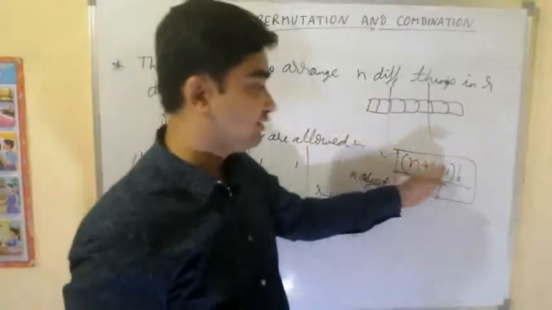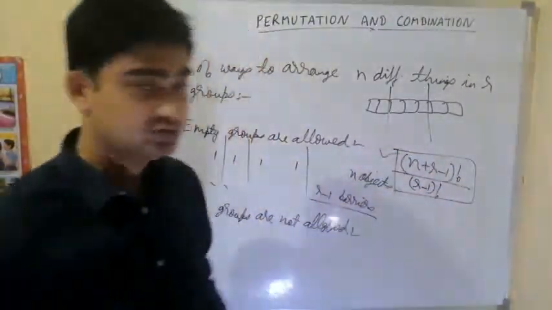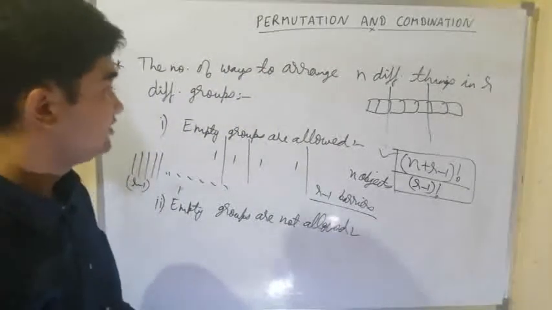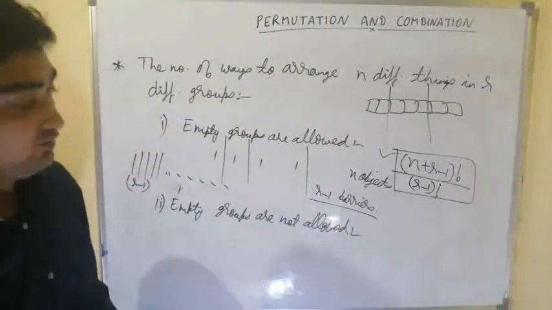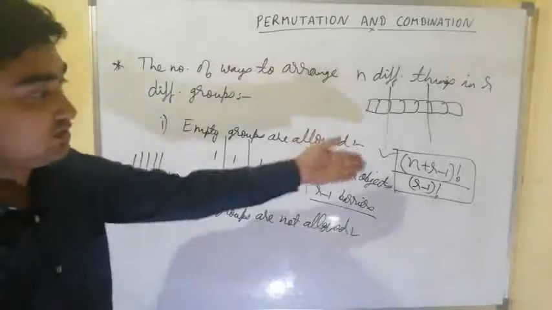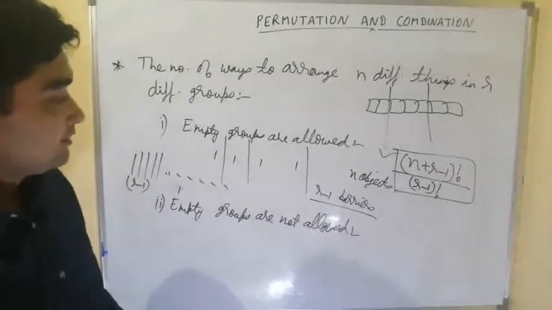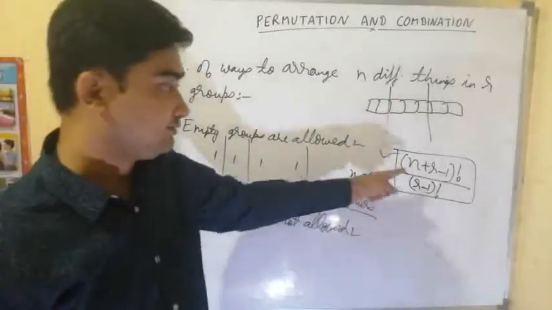So total cases are (N plus R minus 1) factorial divided by (R minus 1) factorial. The number of ways in which N different things can be arranged in R different groups where empty groups are allowed. So the total answer is (N plus R minus 1) factorial divided by (R minus 1) factorial. So this we have to learn.